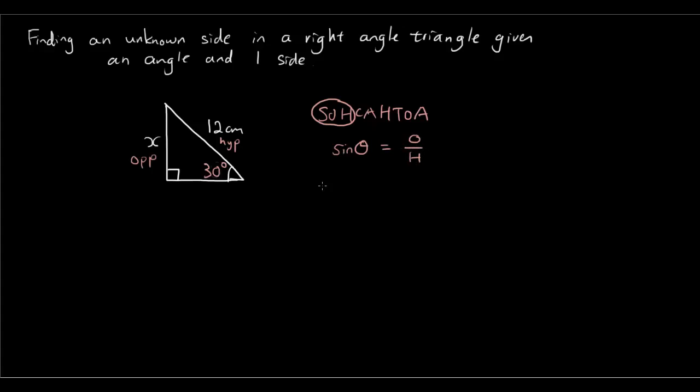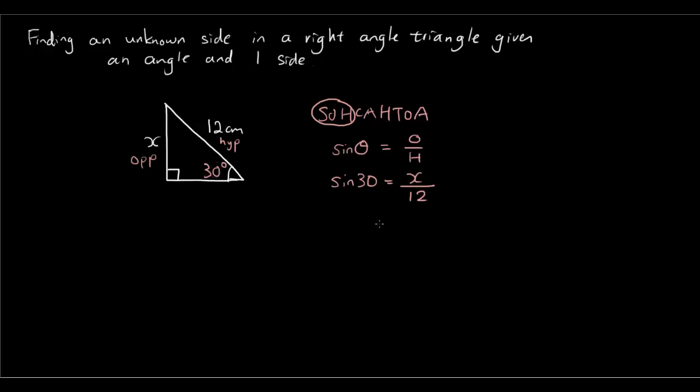And then what you do is you substitute the numbers that we know into the equation. So we have sine 30 equals, the opposite is x, and the hypotenuse is 12. Note how 30 degrees, which is the angle, goes into the variable theta.